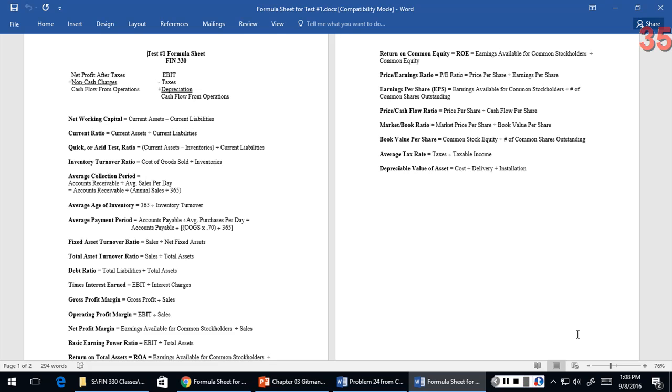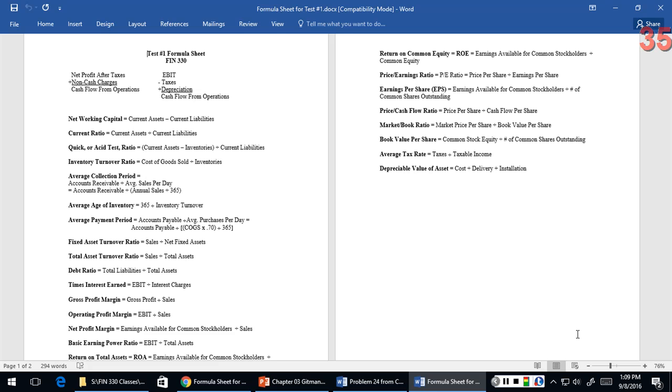Now, in the example that I went over, the company had preferred stock, so they had to pay preferred stock dividends. So net income, or net profit after tax, is the very bottom line. So you're saying net profit after tax is the same as net income? Yes.